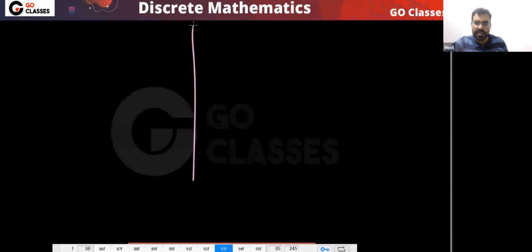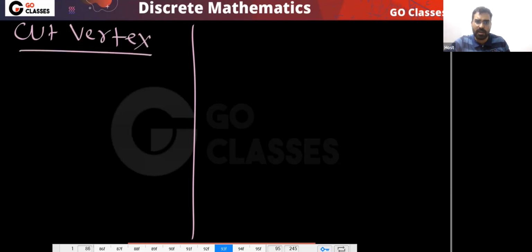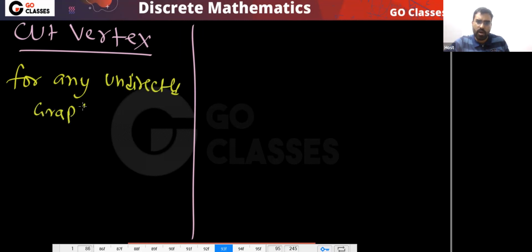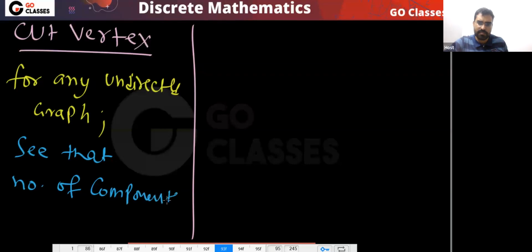So the cut vertex concept is for any graph, and the definition is very simple. You can define it for any undirected graph. And how to check it? Just see that the number of components must increase. This is the fixed definition. The number of components must increase.